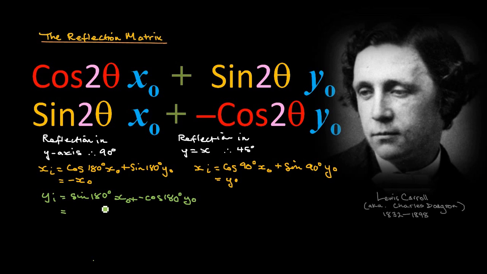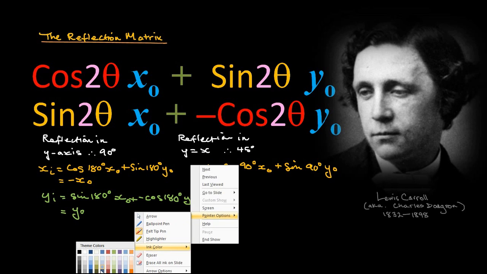Well, sine of 180 is 0, so we don't have the x coordinate of the object. Negative cosine of 180, well, cosine of 180, as we said, is negative 1, so negative cosine of 180 is negative 1, in other words, positive 1. So positive 1 times the y coordinate of the object is just the y coordinate of the object. Okay, and so that completes reflection in the y-axis. The x coordinate of the image becomes negative. The y coordinate of the image just stays the same.